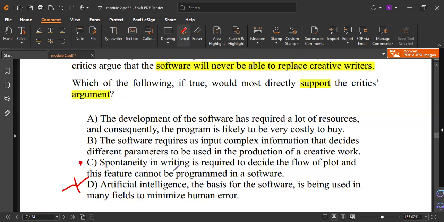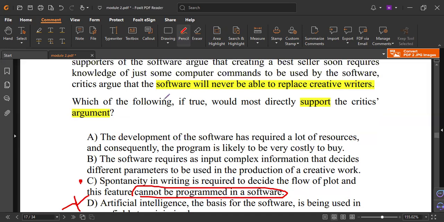Spontaneity in writing is required to decide the flow of the plot, and this feature cannot be programmed in software. That means software will never be able to match humans in spontaneity. To catch it? Yeah. That's why. So we need to know why B is wrong.